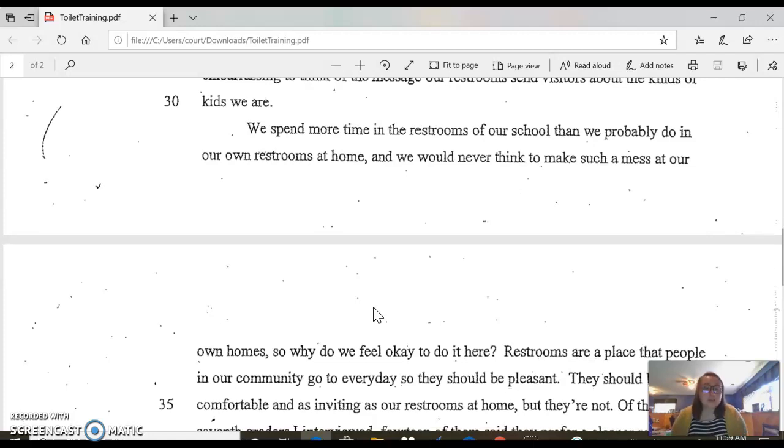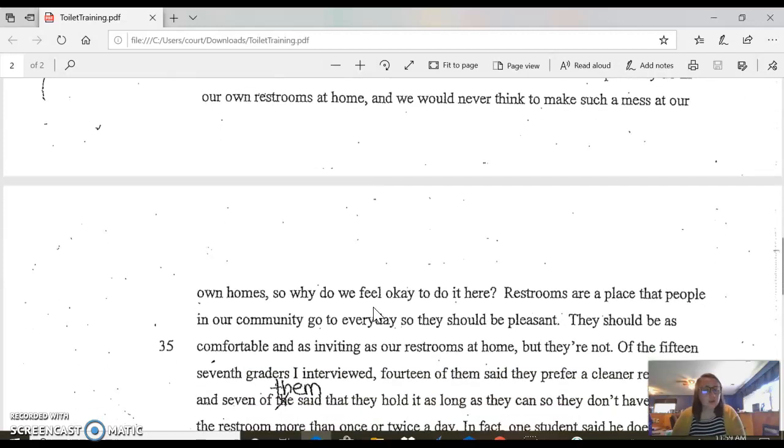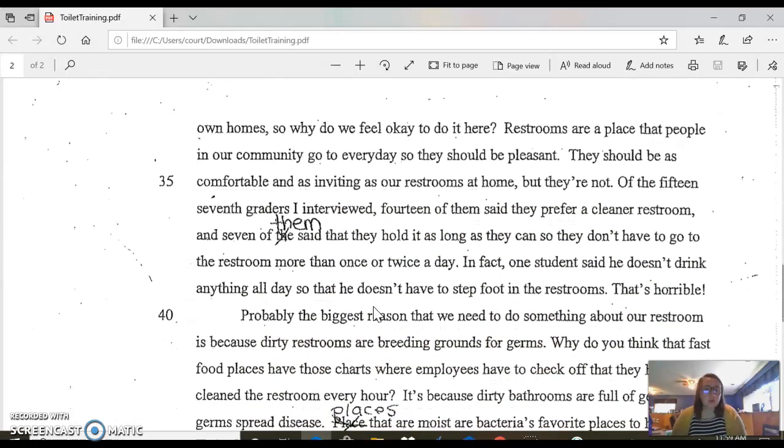Okay, we spend more time in the restrooms of our school than we probably do in our own restrooms at home, and we would never think to make such a mess in our own homes, so why do we feel okay to do it here? Restrooms are a place that people in our community go to every day, so they should be pleasant. They should be as comfortable and as inviting as our restrooms at home, but they're not. Of the 15 seventh graders I interviewed, 14 of them said they prefer a cleaner restroom, and 7 of them said that they hold it as long as they can so they don't have to go to the restroom more than once or twice a day. In fact, one student said he doesn't drink anything all day so that he doesn't have to step foot in the restrooms.